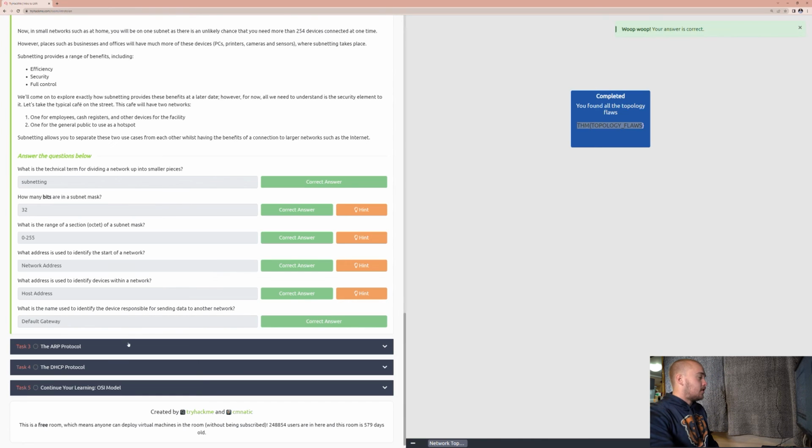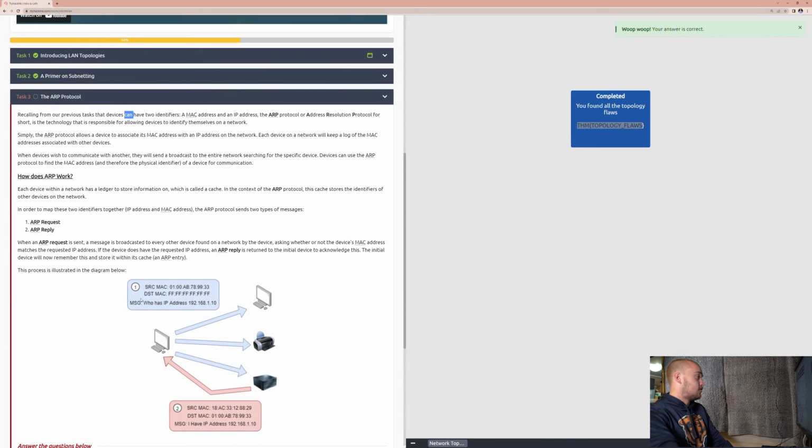All right, now we're going to look at the address resolution protocol, or the ARP protocol. Recalling from our previous tasks, devices can have two identifiers, a MAC address and an IP address. The address resolution protocol, for short, is the technology that is responsible for allowing devices to identify themselves on a network. Simply, the ARP protocol allows a device to associate its MAC address with the IP address on the network.